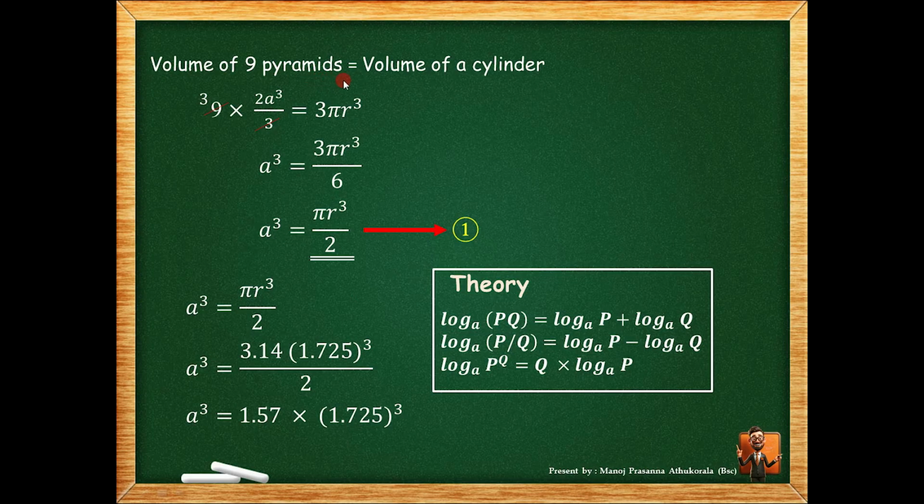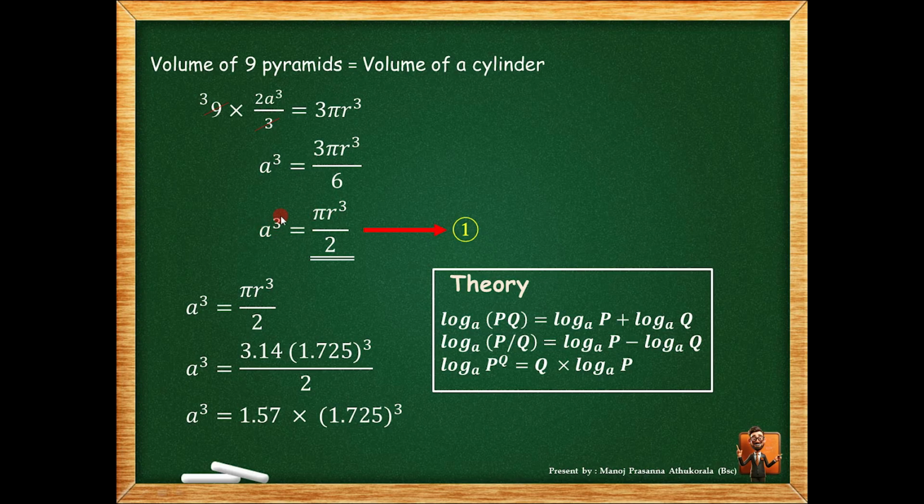Okay. Now, according to the question, 9 pyramids are melted to form one cylinder. So, the total volume of 9 pyramids should be equal to the volume of the cylinder. Okay. So, we got that the volume of a pyramid is 2A cubed upon 3. So, hence it is 9 pyramids, into 9. So, 9 divided by 3 is 3. Here 3 cancel. So, 3 into 2 it's 6.